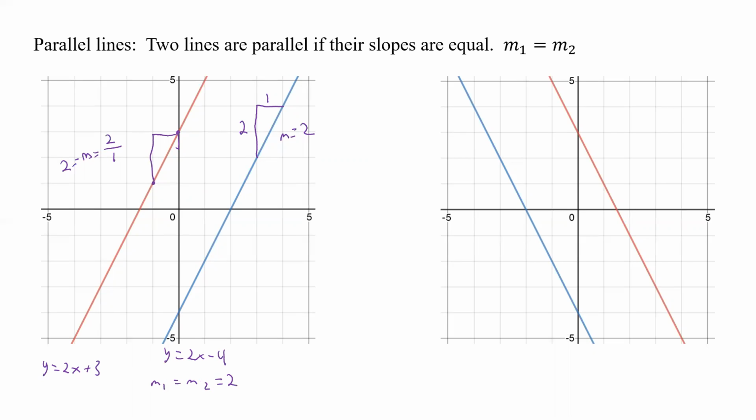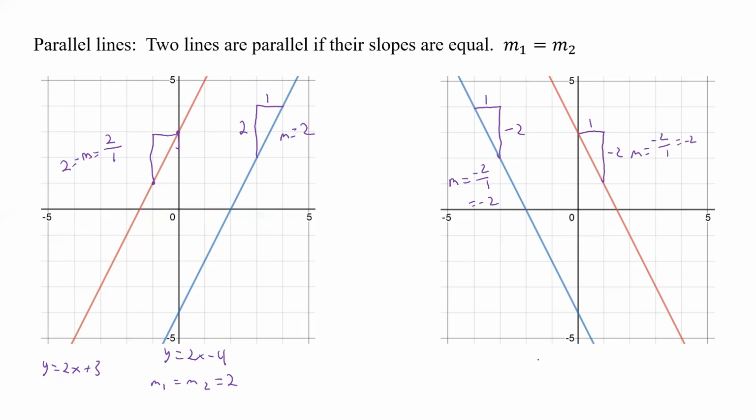What about our second set of parallel lines to check? Okay, well here we're going to go over 1, down 2. So this is 1, this is negative 2. And maybe we'll go from here down. So this is over 1, down 2. So the slope here is equal to negative 2 over 1, which is equal to a negative 2. Here, the slope is also equal to a negative 2 over 1, which is a negative 2.